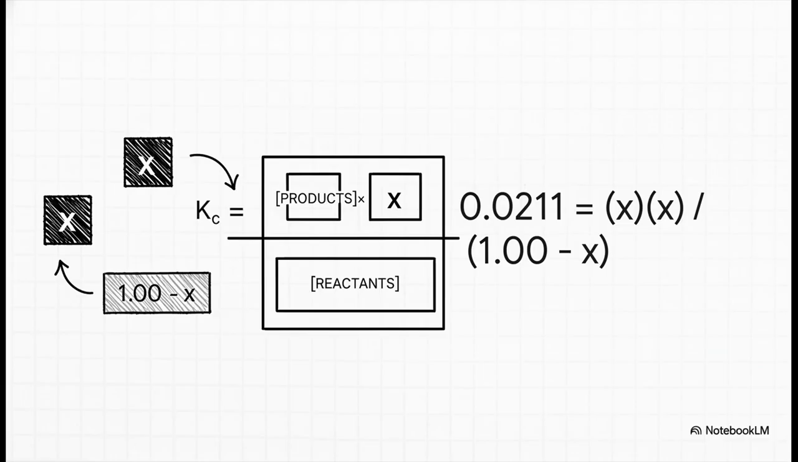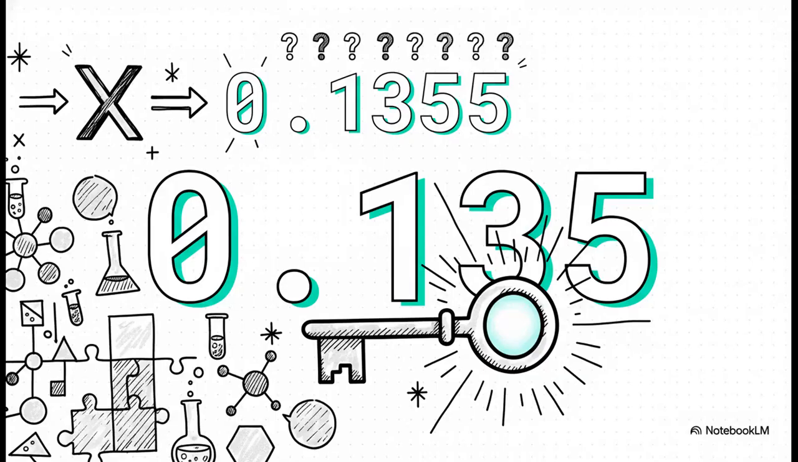Now, here's where that special number, Kc, comes into play. The formula for Kc is always the products divided by the reactants. So we literally just grab the values from our equilibrium row, which would be X and X on top and 1.00 minus X on the bottom, and set the whole thing equal to that Kc value we were given. So we do a little bit of algebra, we crunch the numbers, and boom, we solve for X. This one little number is the key. It is the single piece of information we needed to unlock this whole puzzle.